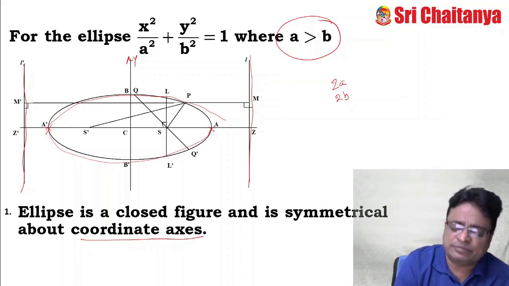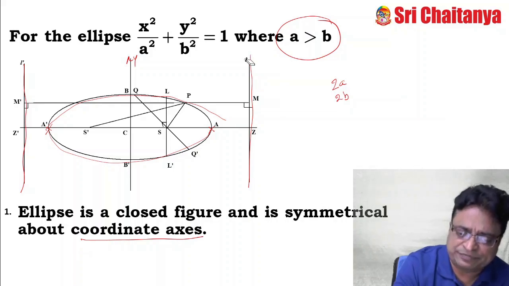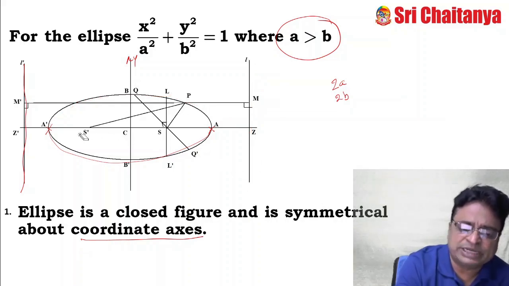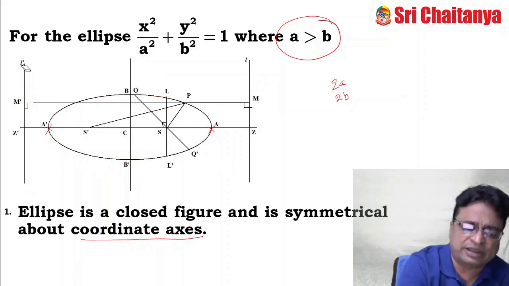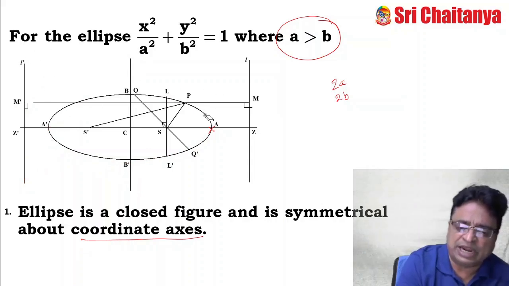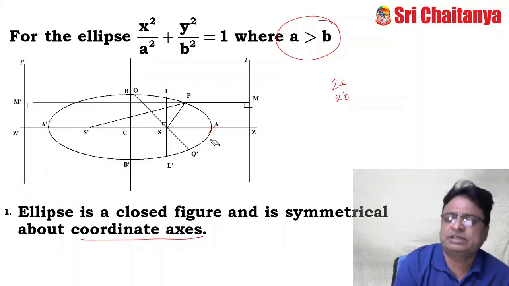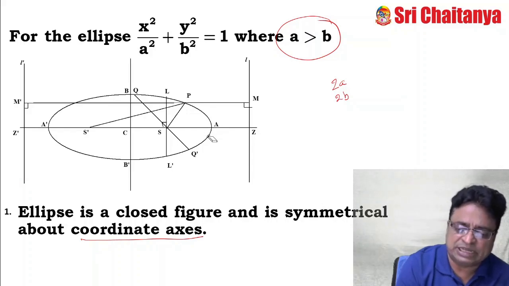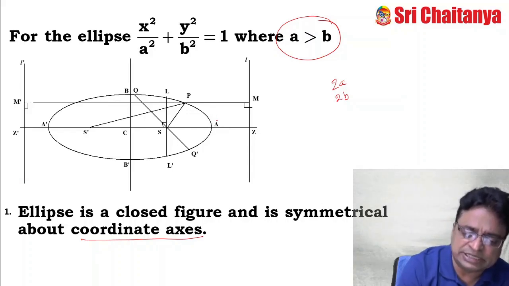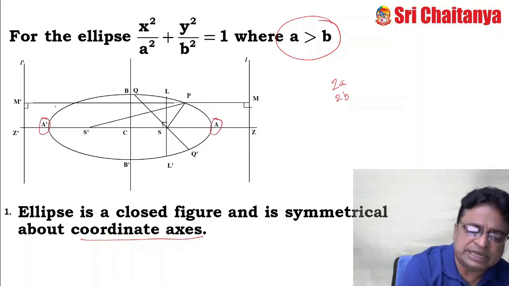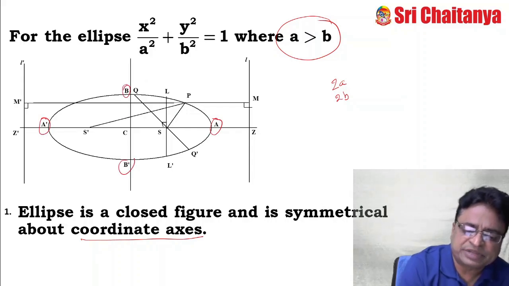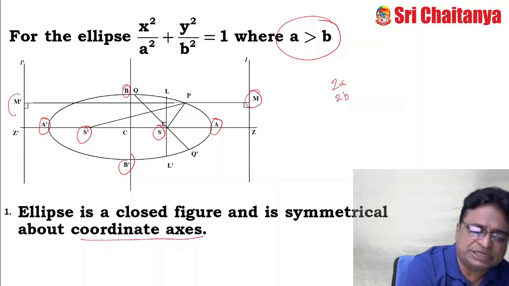Here in the diagram, several points are there. What are those points? If you have observed the diagram very carefully, you will identify several things. Capital A is there, and A dash is there, and B is there, B dash is there, and S is there, S dash is there, and capital M is there, and M dash is there.